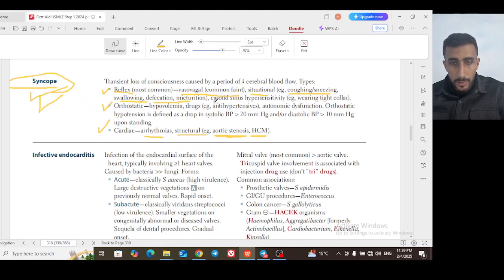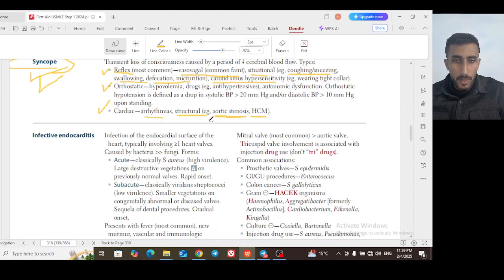And in the vignette, you may find something called carotid sinus hypersensitivity. The carotid sinus in your neck may be very sensitive, or hypersensitive. The patient may complain of syncope while wearing a tight collar or something, or the patient touches his neck and then faints in the vignette. So this is called carotid sinus hypersensitivity.